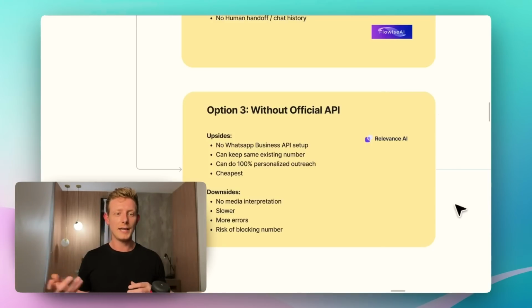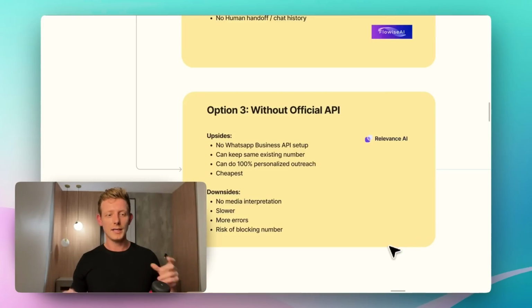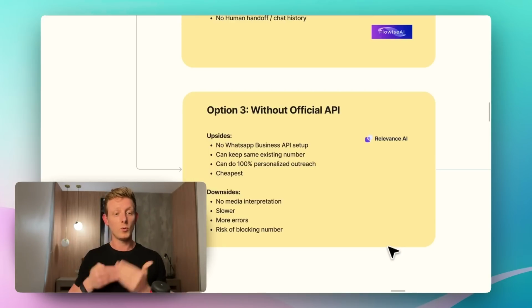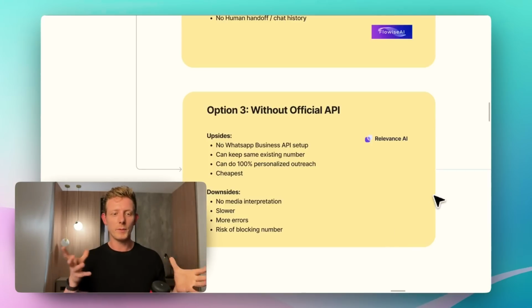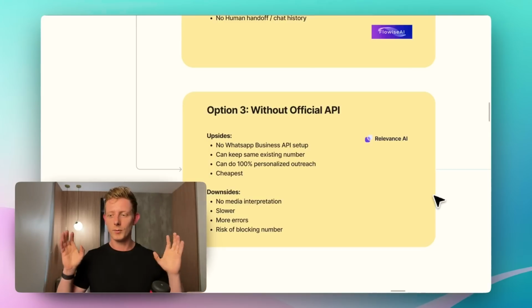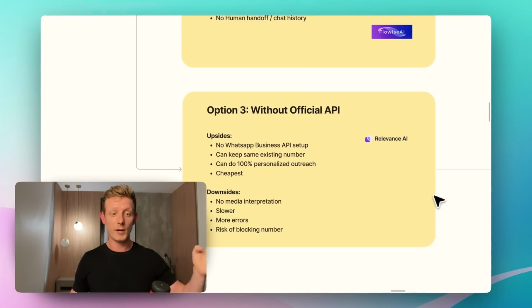Now, what are the downsides? We can't do media interpretation through this setup. It is a bit slower because inside of Relevance, they basically check every 2 minutes if there are new messages. So it might take up to 2 minutes before your agent actually responds. There might be a little bit more errors because, of course, it's not the official setup. We don't get a direct webhook, right? And there is a small risk of Meta blocking your number, right?